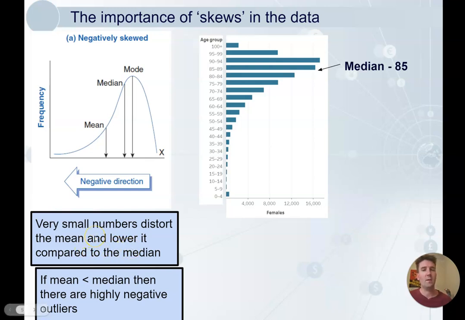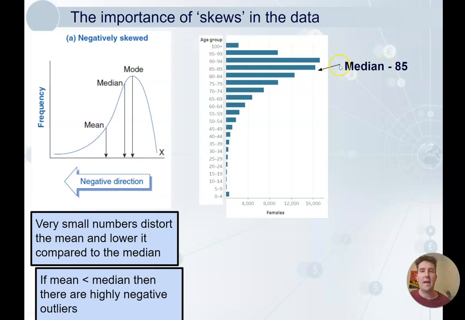So life expectancy is skewed by people who die when they are really young. The mean wouldn't be a very useful thing to talk about when talking about average life expectancy, because we want to know what the typical life expectancy is.